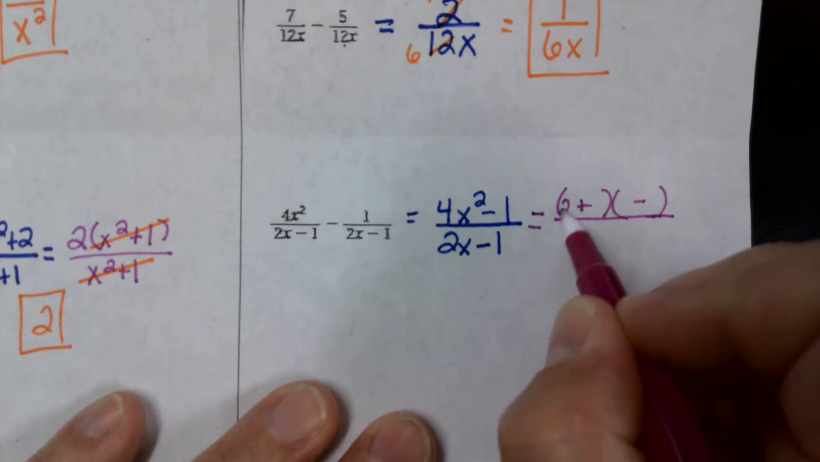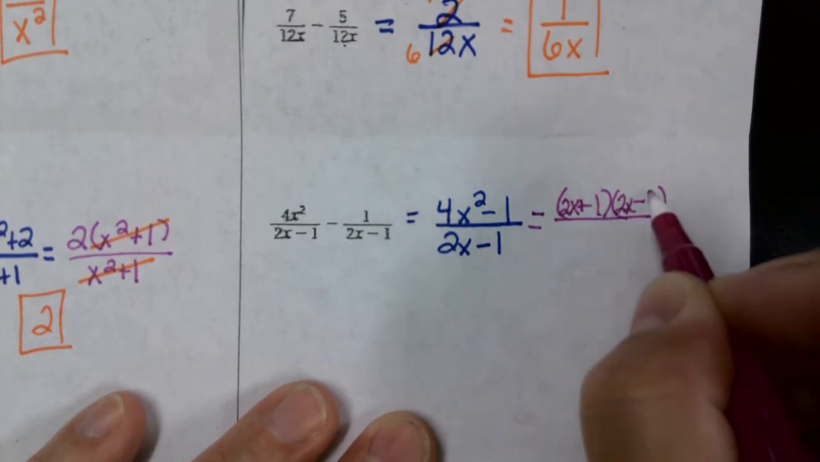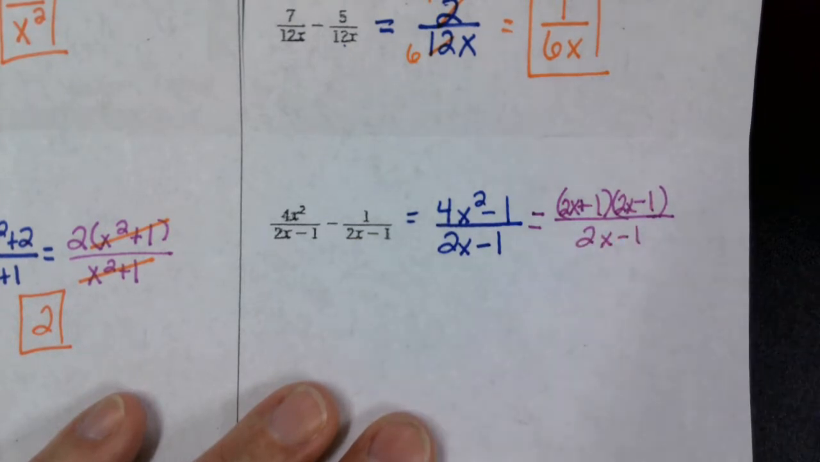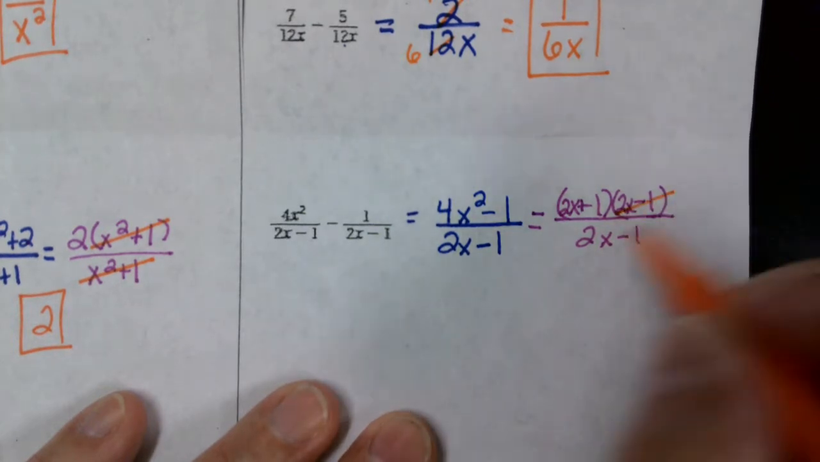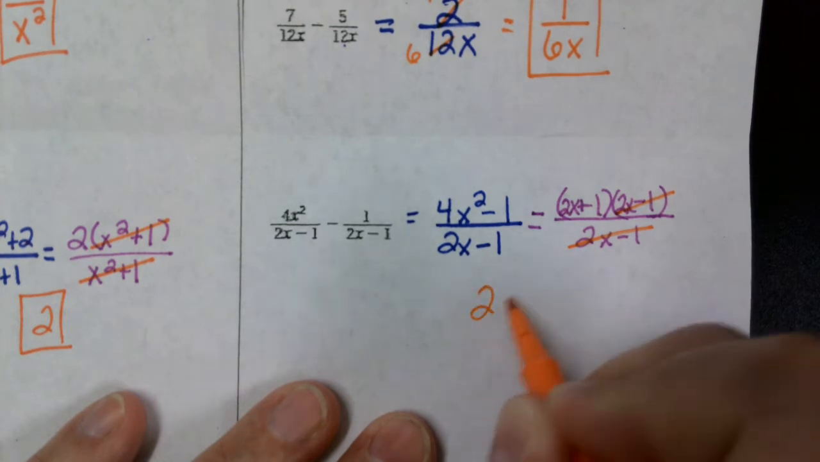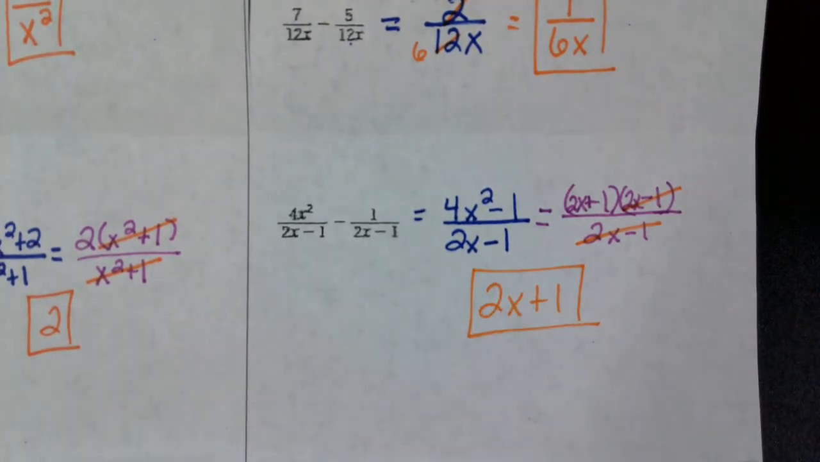Like I said, the square root of 4x squared is 2x. The square root of 1 is 1. And in my denominator, I have 2x minus 1. So 2x minus 1 divided by 2x minus 1 gives me 2x plus 1 as my solution.